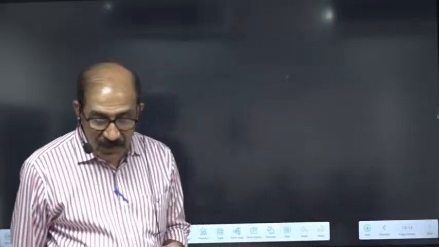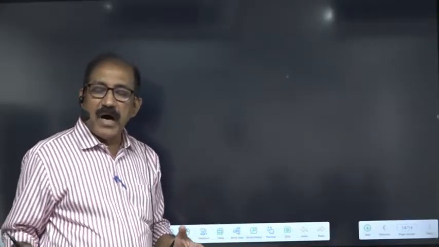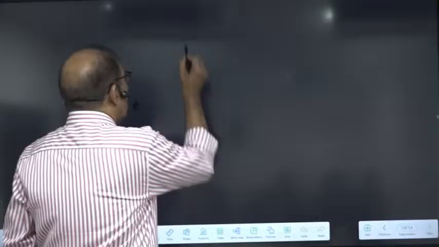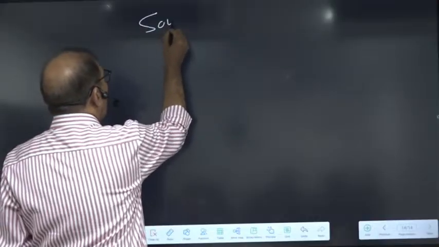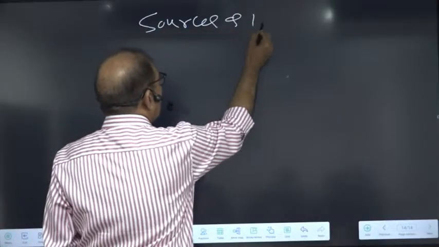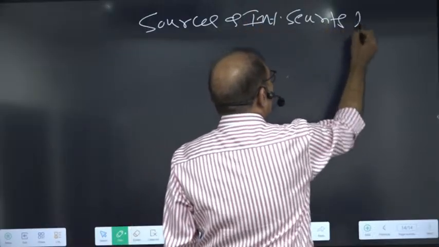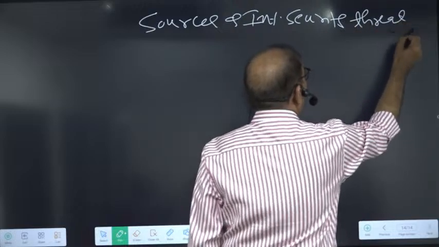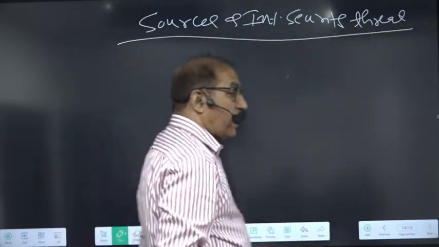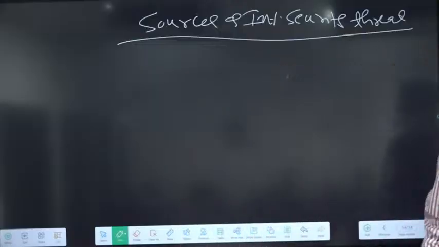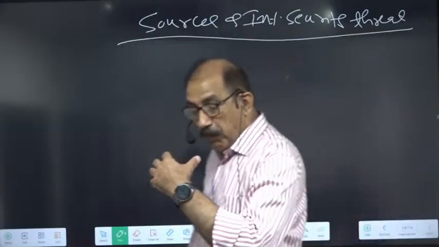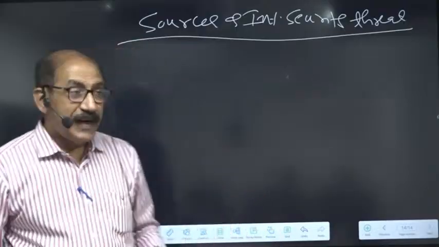Okay. Now come to the point of, at macro level, what are the sources of internal security threat. इंडिया के इंटरनल सिक्योरिटी को कहां कहां से चैलेंज है. Talk about sources of internal security threat. What are the sources of internal security threat to the country at the macro level?